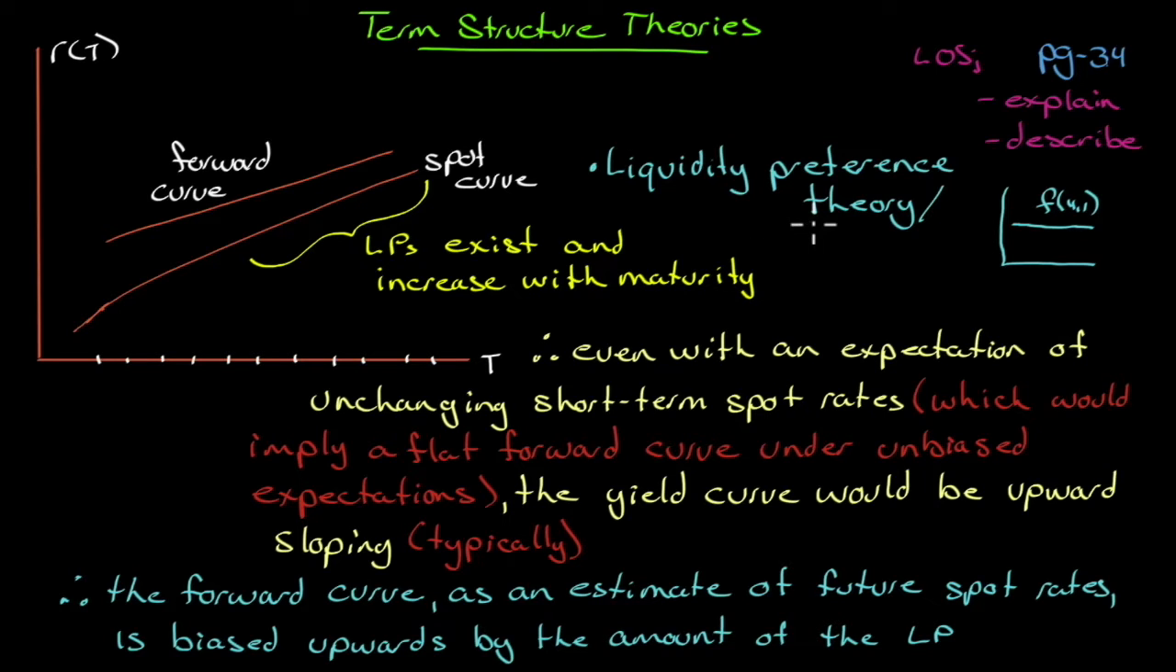Liquidity preference theory is saying that you can still have an upward sloping spot curve, which would result in an upward sloping forward curve, but that upward slope does not have any information about what the future expected spot price will be, because even if we assume unchanging short-term spot rates, the existence of the liquidity premium at the long end would still create an upward sloping yield curve.